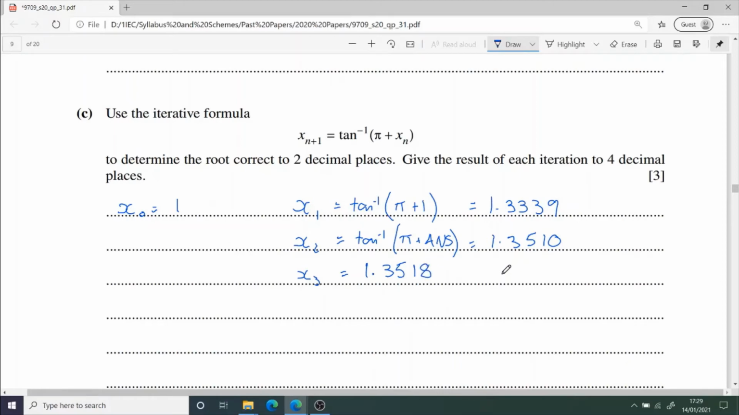1.3518. And it looks to me like I've already got 2 that round to the same thing, to 2 decimal places. So x2 and x3 both round to 1.35 to 2 decimal places. So there we go. So x equals 1.35 to 2 dp.